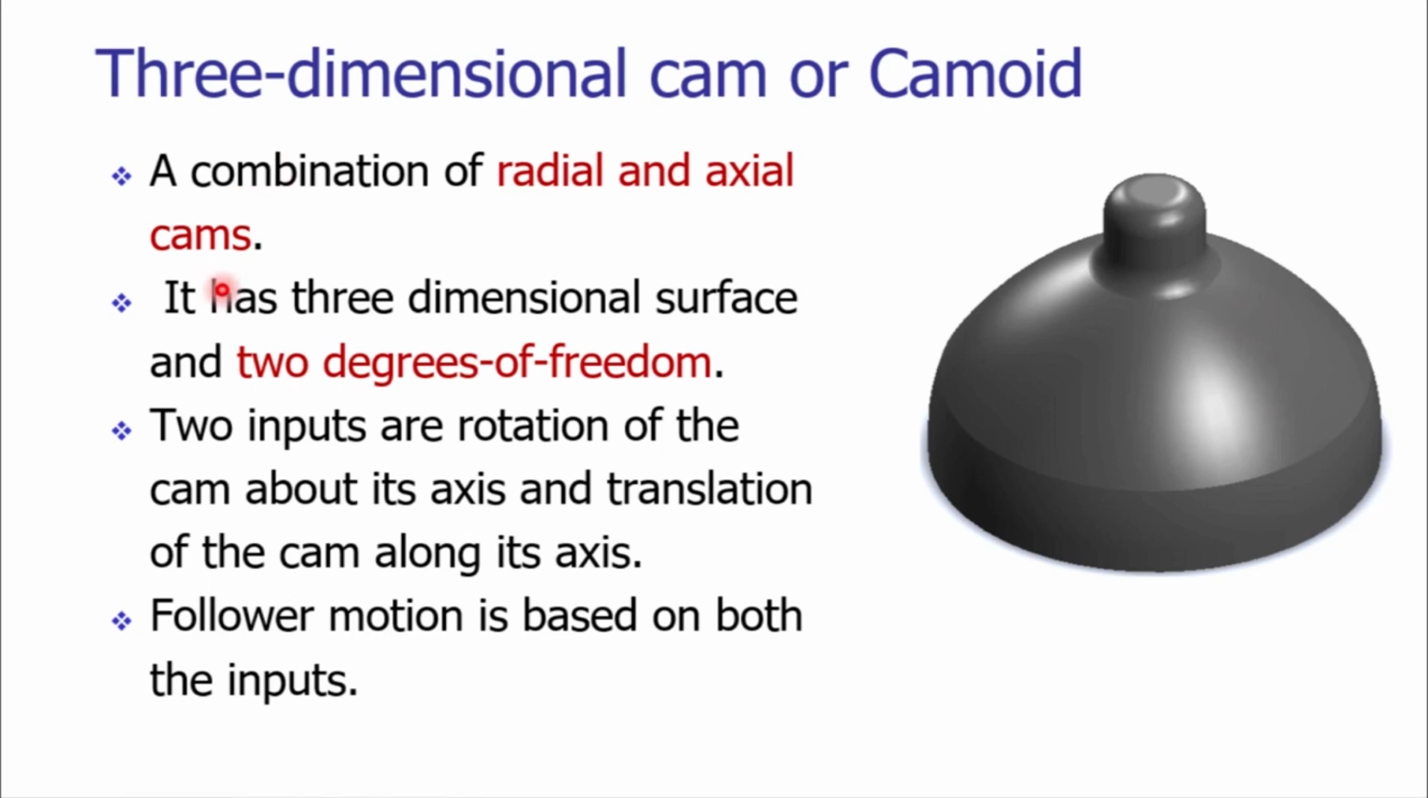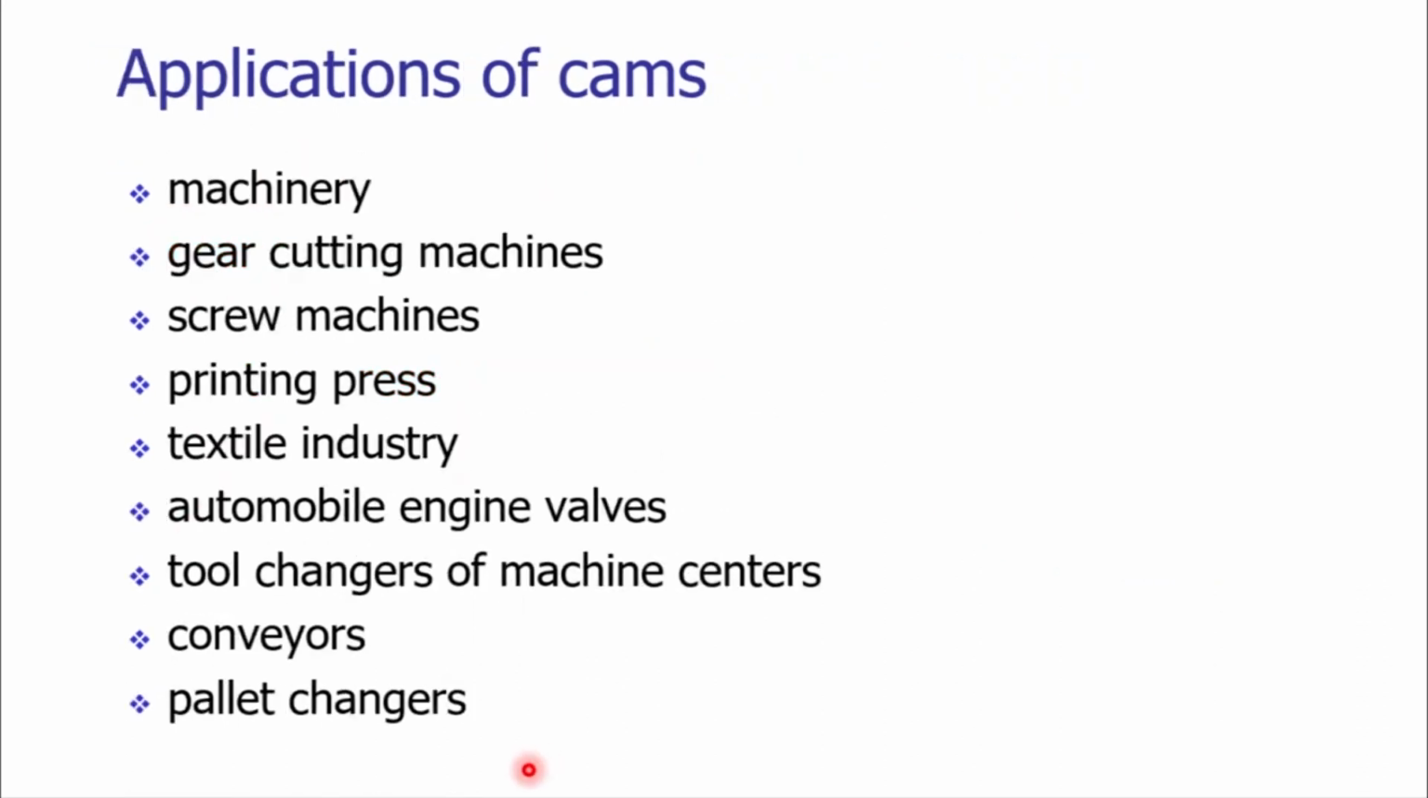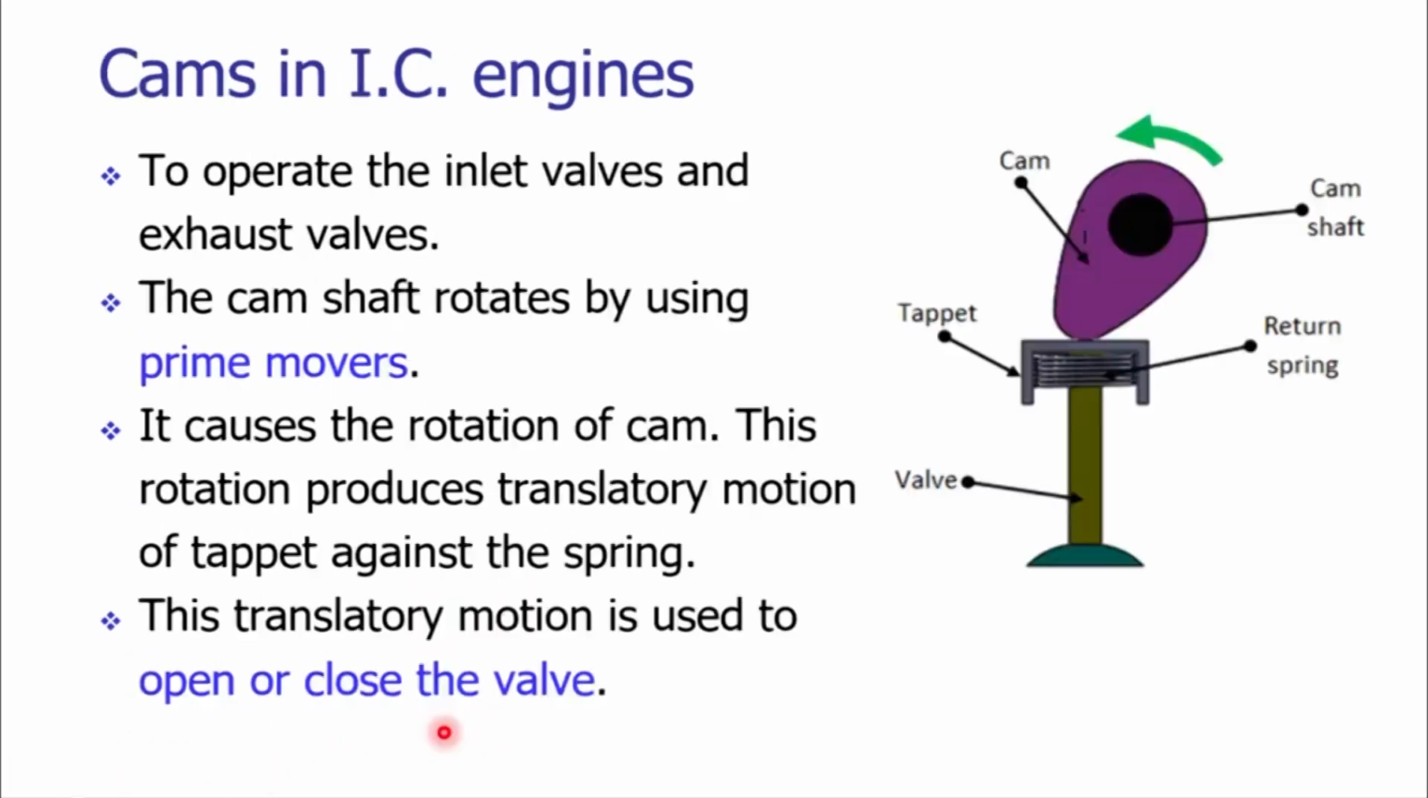and camoids. The cams have enormous applications. They are used in machinery, gear cutting applications, screw machines, printing presses, textile industry, automobile engine valves, tool changing operations, conveyors, and pallet changing operations. One typical application which we have already seen is cams in an IC engine to operate the inlet and exhaust valve.